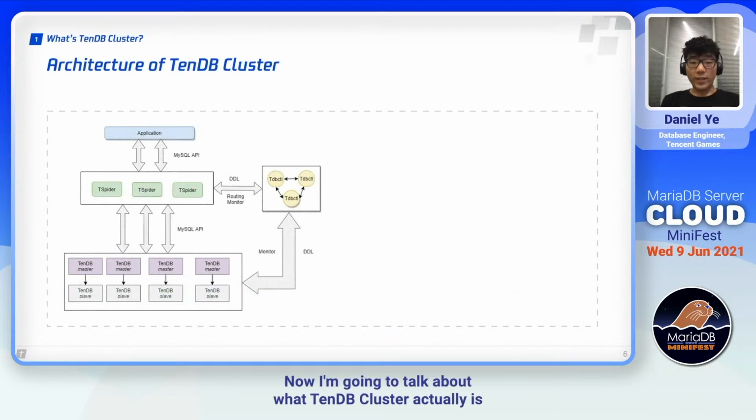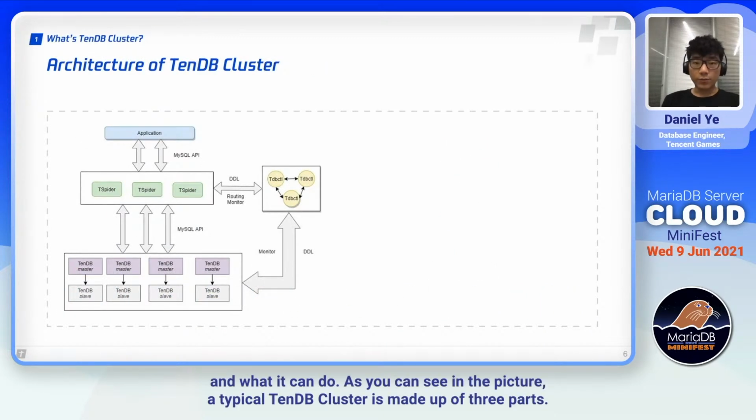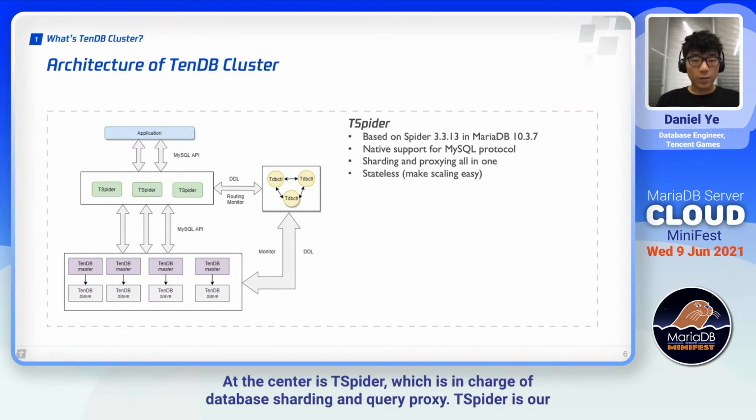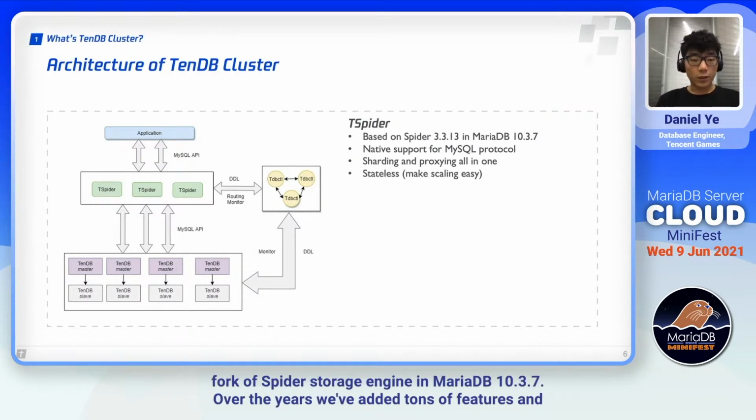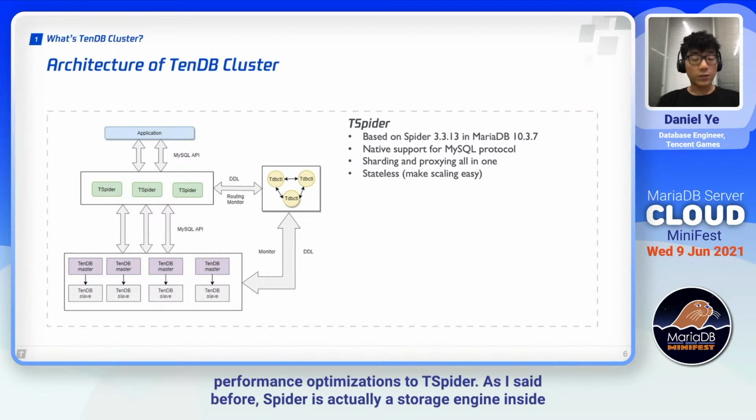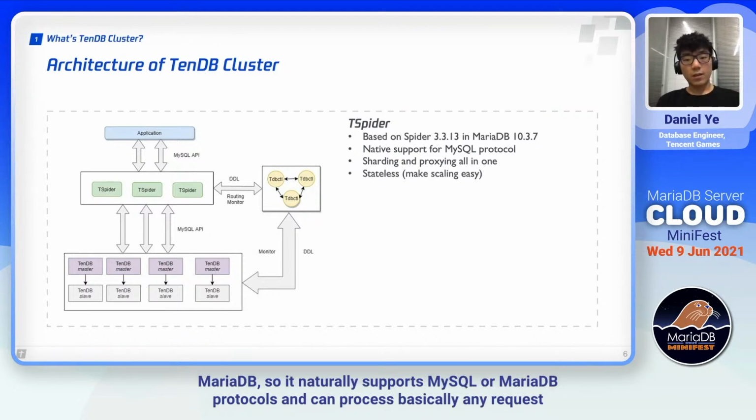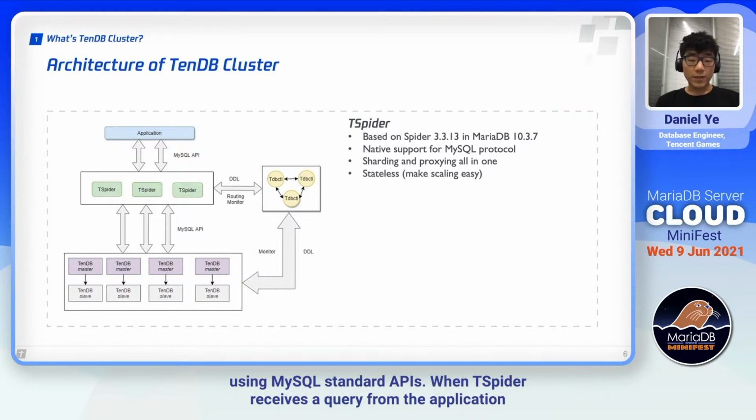Now I'm going to talk about what TenDB cluster actually is and what it can do. As you can see in the picture, a typical TenDB cluster is made up of 3 parts. At the center is T-Spider, which is in charge of database sharding and query proxying. T-Spider is our fork of Spider Storage Engine in MariaDB 10.3.7. Over the years, we've added tons of features and performance optimizations to T-Spider. As I said before, Spider is actually a storage engine inside MariaDB. So it naturally supports MySQL or MariaDB protocols and can process basically any request using MySQL's standard APIs.